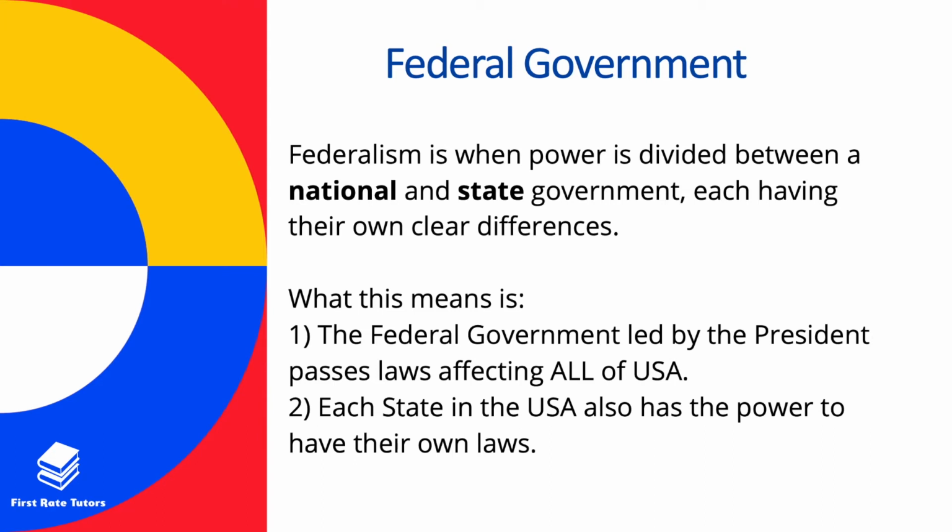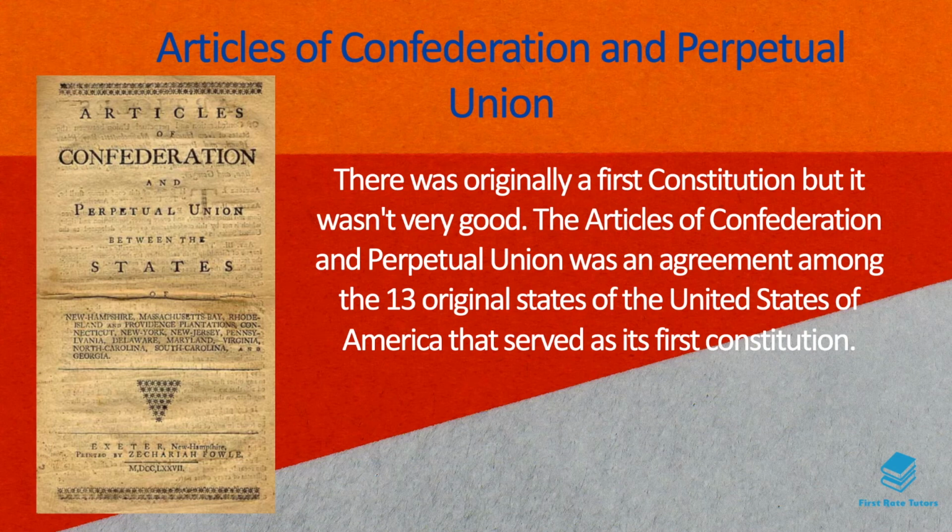Now, when it comes to understanding the federal government itself, what federalism means is when power is divided between a national and state government, with each having their own clear differences. So specifically, this firstly means that the federal government is led by the president and it passes laws affecting all of the USA. However, the second component is that each state within the USA also has the power to have their own laws.